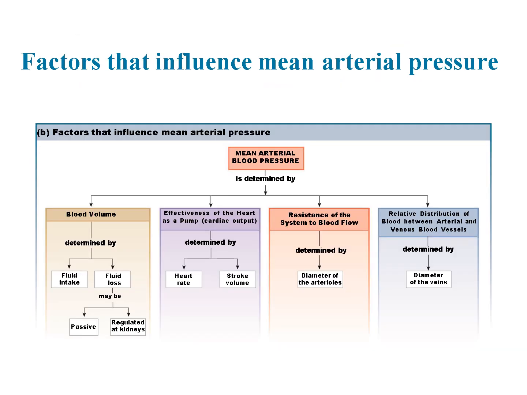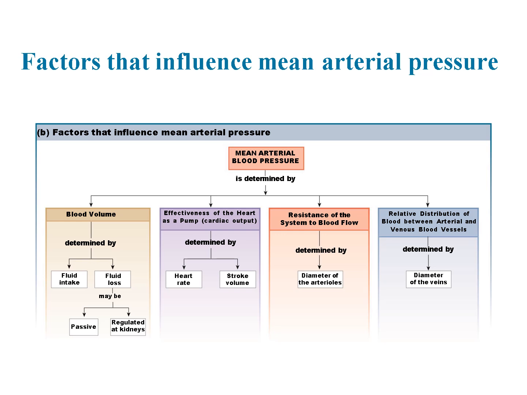Mean arterial pressure is influenced by several key factors that regulate blood flow and circulation throughout the body. This diagram breaks down the primary determinants of mean arterial pressure into four categories: blood volume, the effectiveness of the heart as a pump, resistance to blood flow, and the distribution of blood between arterial and venous vessels. Blood volume is a major contributor to arterial pressure. It is determined by the balance between fluid intake and fluid loss.